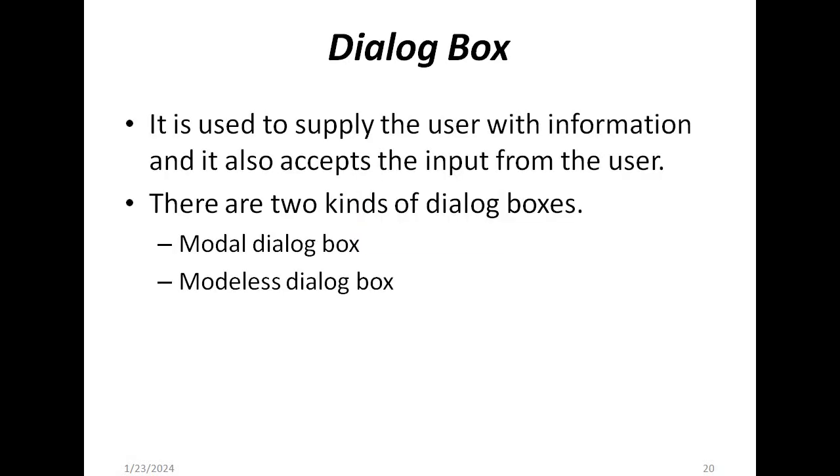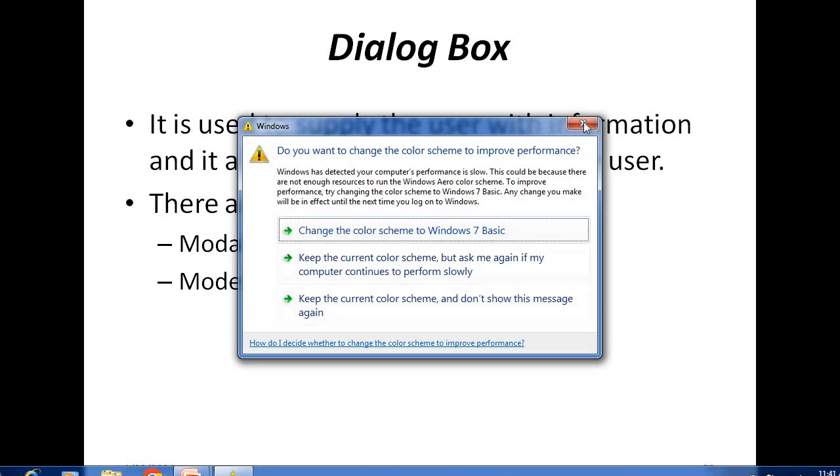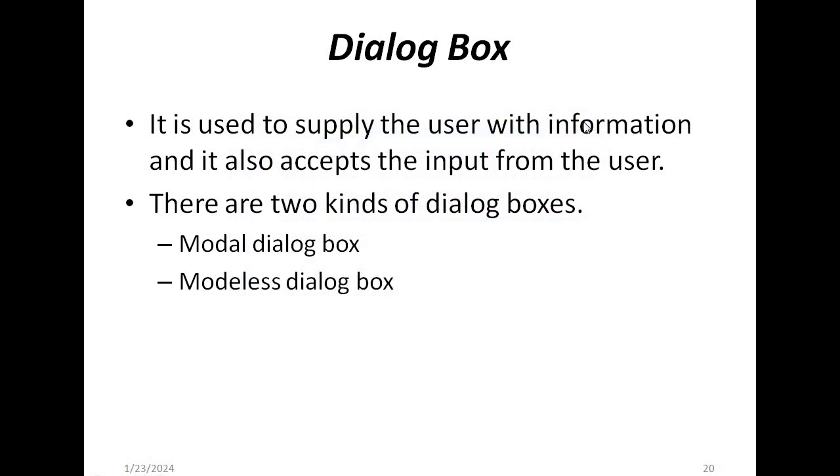And next one is the dialog box. Dialog box, as its name mentions, will be communicating with the user, representing the windows, window contents. So it is mainly used for giving information to the user, and also it can get the input from the user. For both situations, dialog boxes will be used.